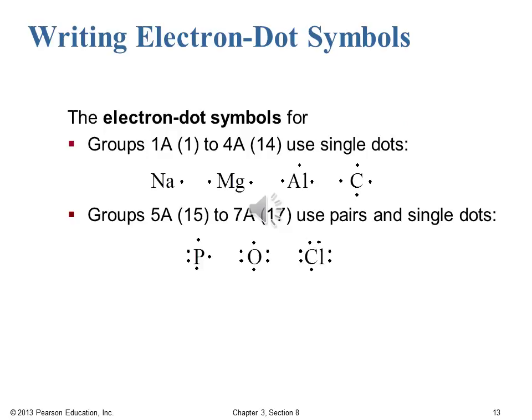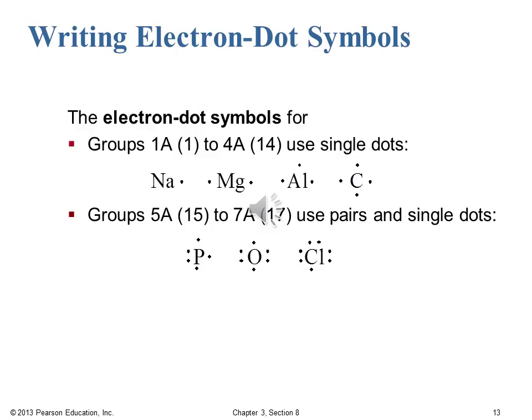So if we are following this convention, especially if it's not a convention that you've learned in the past, the way to draw the electron-dot symbols for the elements in groups 1A or 1 to 4A or 14, we use single dots that we just place. So for the members in the group 1A, sodium here in this example, we just put a dot to the right.